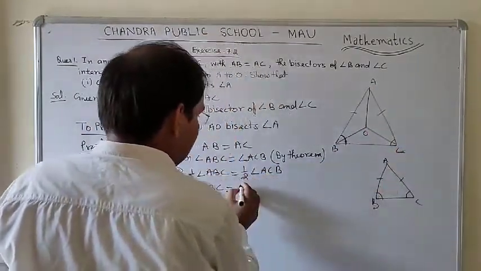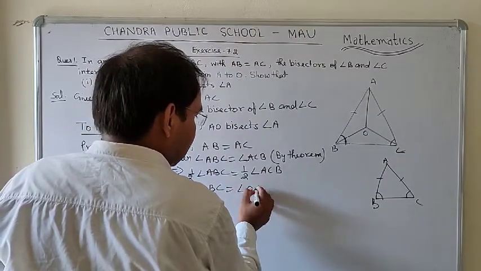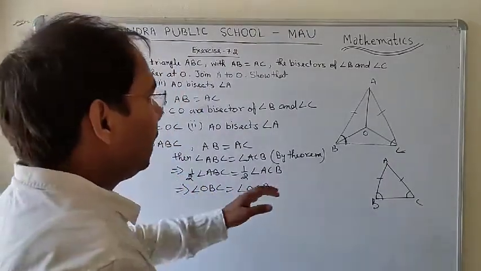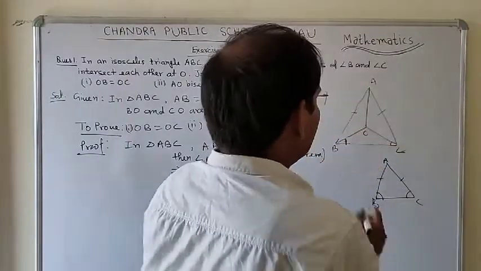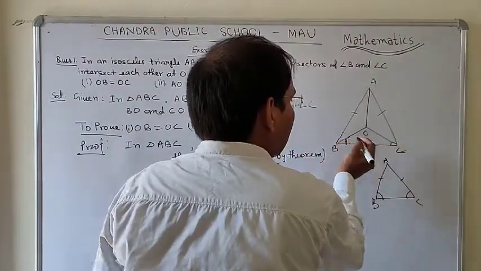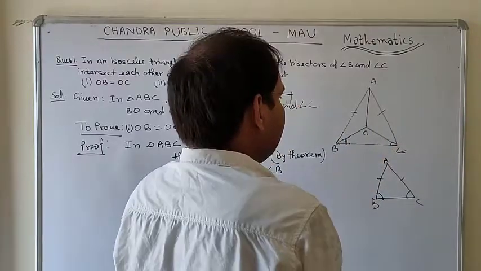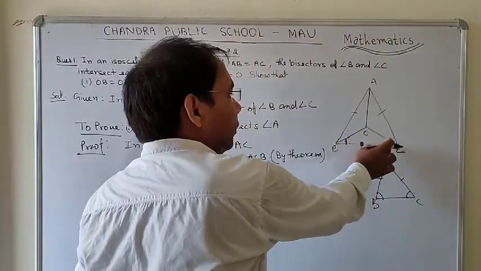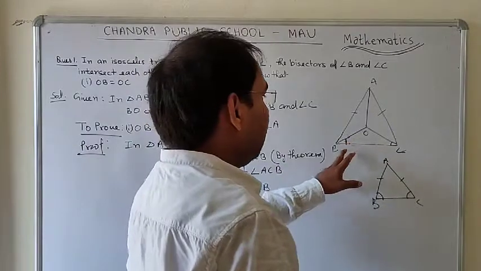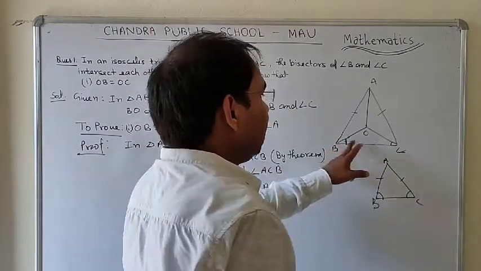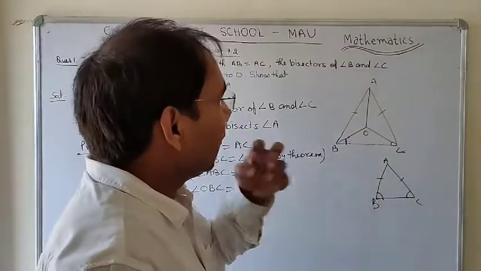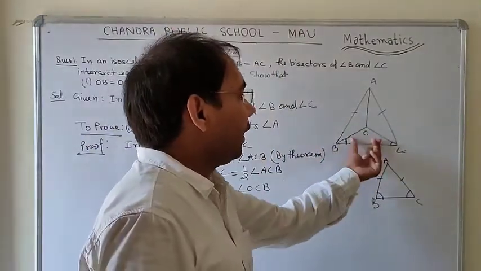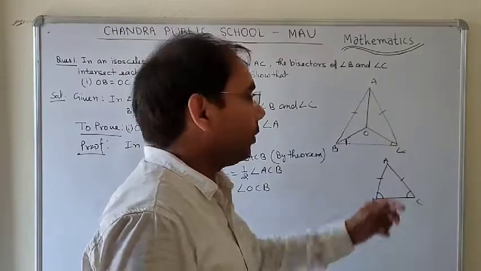So here we have proved that angle OBC equals angle OCB. Now in triangle OBC, these two angles are equal. It means their opposite sides will be equal. One converse theorem is there. According to that, if in a triangle two angles are equal, then their opposite sides are also equal.